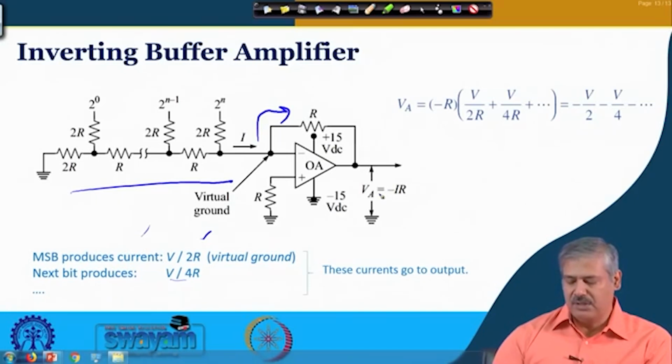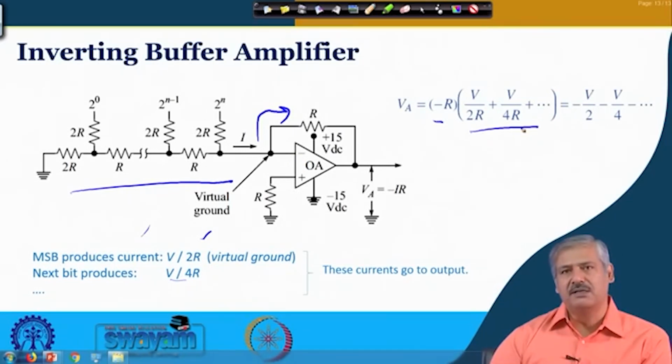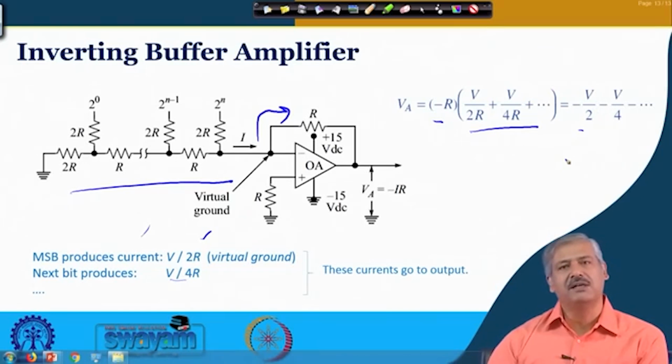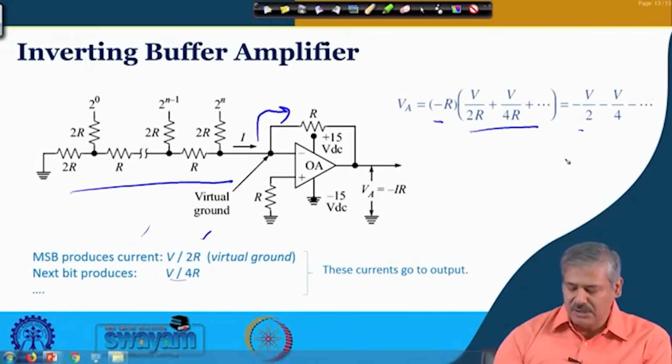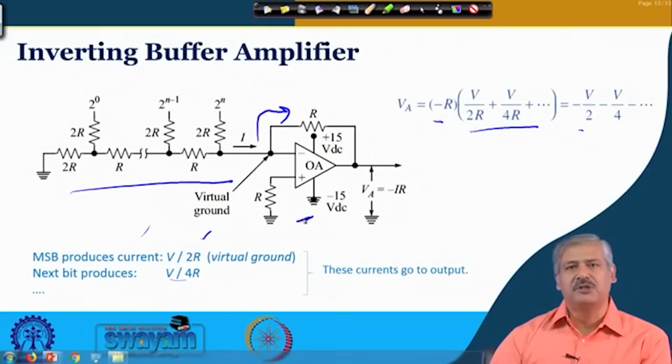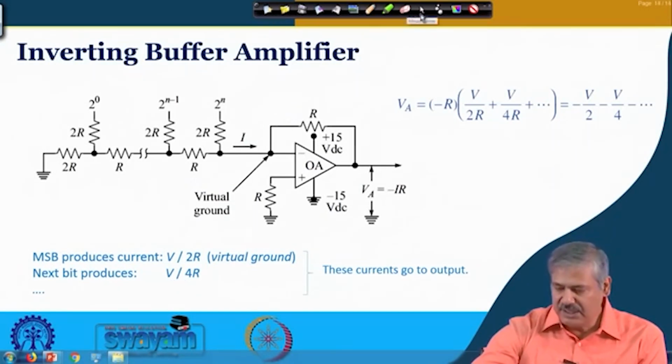The output over here, this is the final analog output, will be minus R times all the currents, because it is an inverting amplifier. Accordingly it will get minus V by 2, minus V by 4 and so on. If you add them up, you will get the equation that we had got for the DAC. Now, we have got a buffer put in between using an op amp. Is it clear? So, this is used at the output of the ladder, fine. But that is not all.